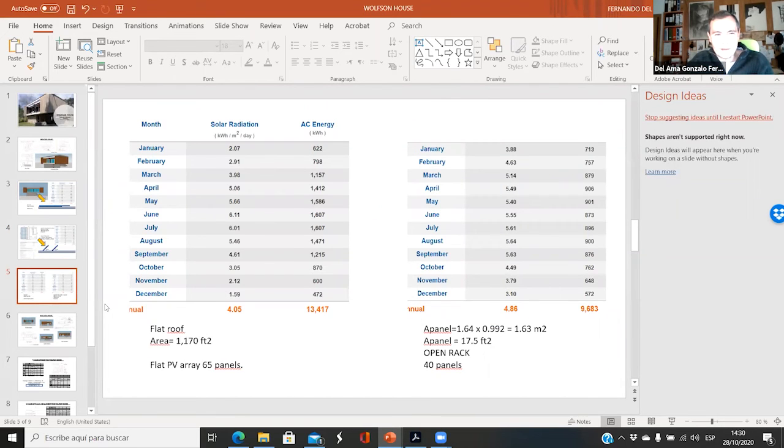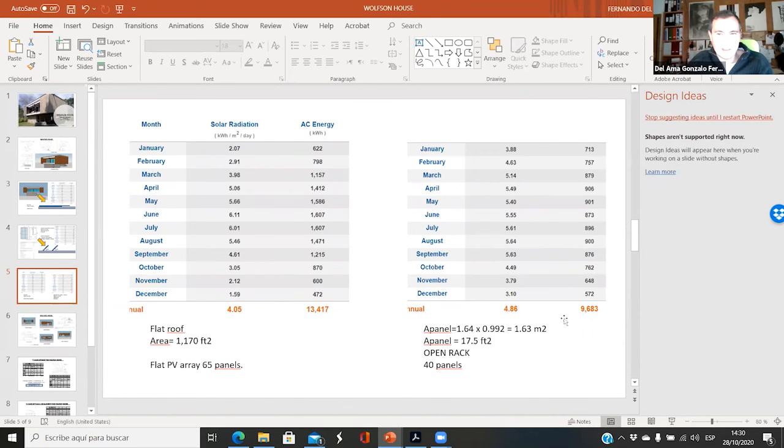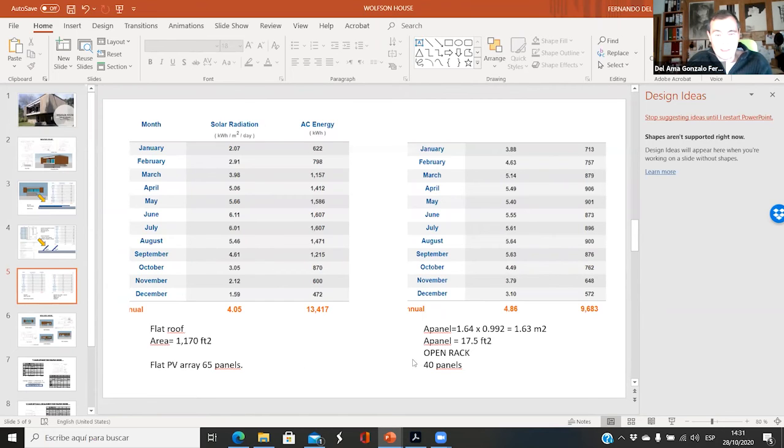So what option produces more electricity throughout the year? The flat roof. This one. So this one is 13,000 and this one is 9,000. Okay. Which one costs more? The flat array. Yeah, because we have 65 panels and here we only have 40 panels. Okay, how much does a PV panel cost?